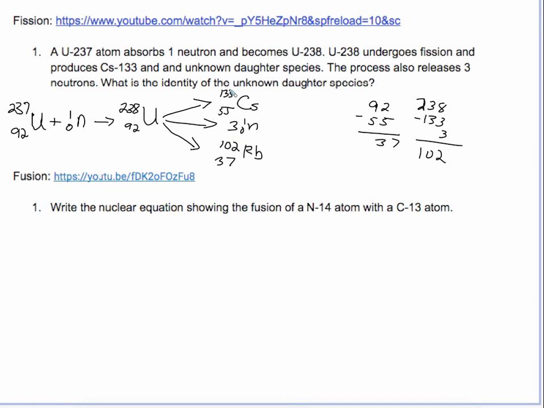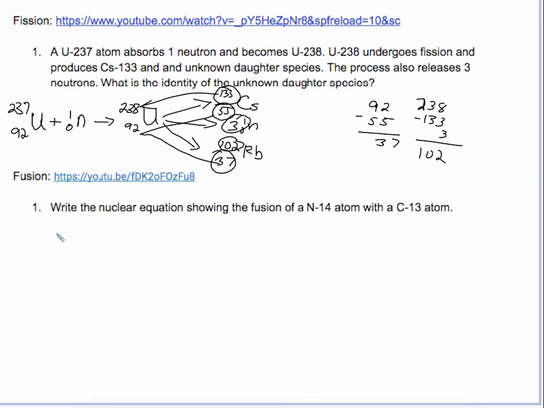Okay, that's fission. Basically, all these top numbers right here, here, and here have to add together to make that top number right there. And the bottom numbers, 55 and 37, have to add together to make the bottom number right there.